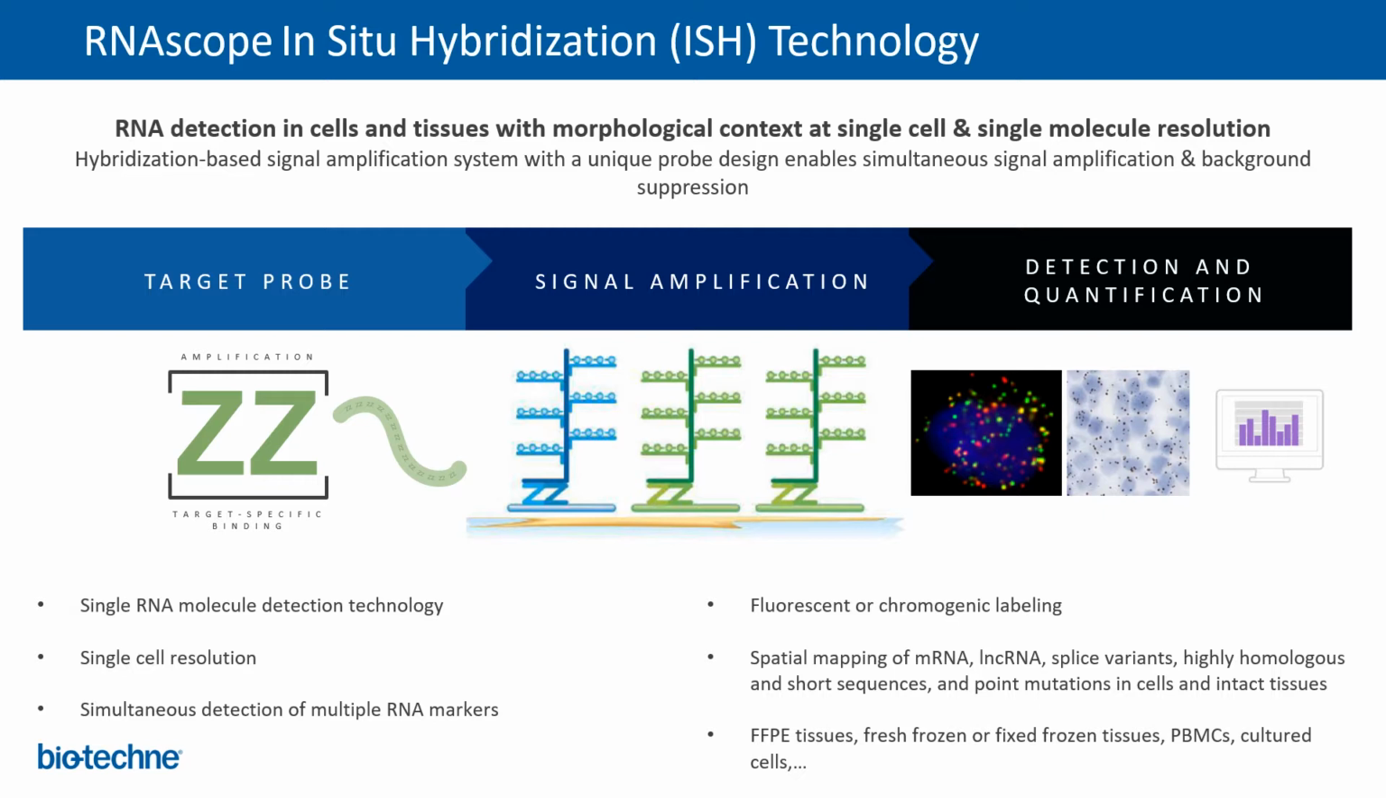Our state-of-the-art in situ hybridization technology is divided into three key features. Our target probe design strategy, where ACD will design a specific probe against the target gene of your interest. Our signal amplification system, which is specifically developed to amplify the signal and suppress the background, giving a really high signal to noise ratio. And finally, our detection strategy, which allows for visualization of a single molecule of RNA as a punctate dot, both in a fluorescent and a chromogenic platform.